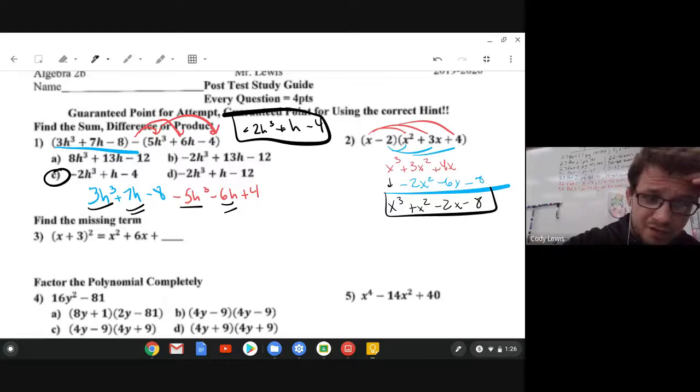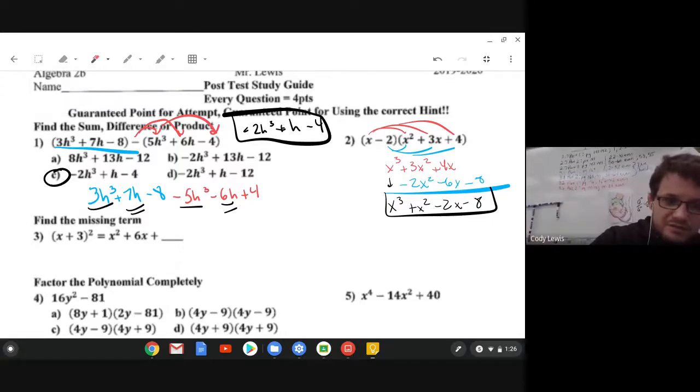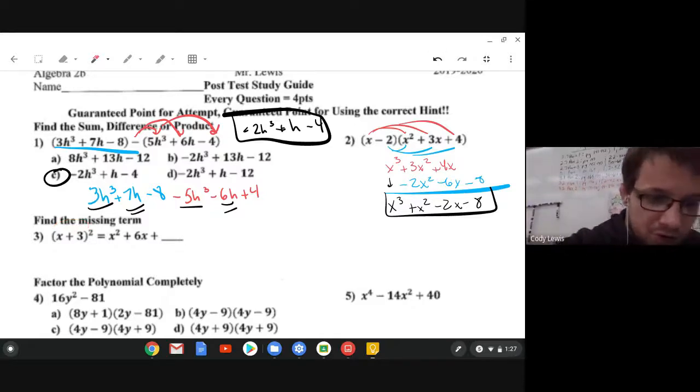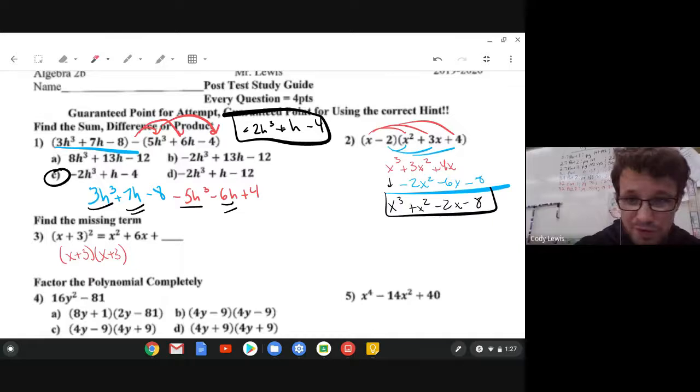Now, 3 is pretty easy. Remember, the most common mistake I'll see on number 3 is somebody's going to kind of do something like this. Somebody's going to take the 2, and they're going to try and distribute that. Remember, you can't do that with exponents, so that's a big no-no. Don't do that. Remember, you're going to write it twice. So you're going to put x plus 3, and now it's just FOIL. So it's actually an easier version of what we did in number 2.